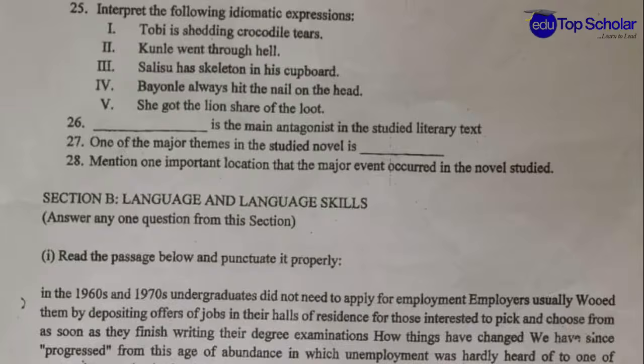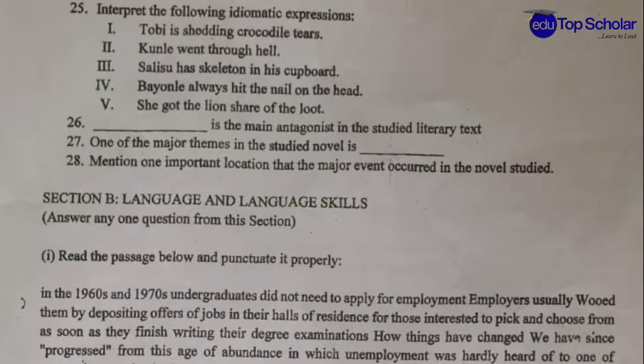Number 2, Kunle went through hell. You know, hell is a very bad place. So when somebody is passing through a very difficult situation or tough time, we say that person is passing through hell. So it means Kunle is going through a difficult situation. Number 3, Salisu has skeleton in his cupboard. To have skeleton in your cupboard is to have something secret that you are hiding from people.